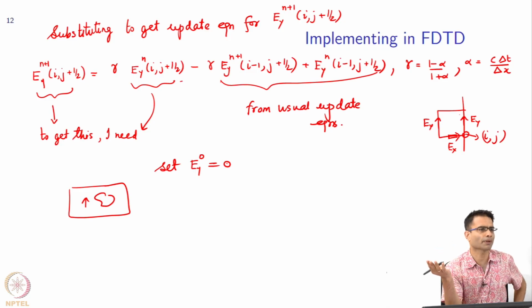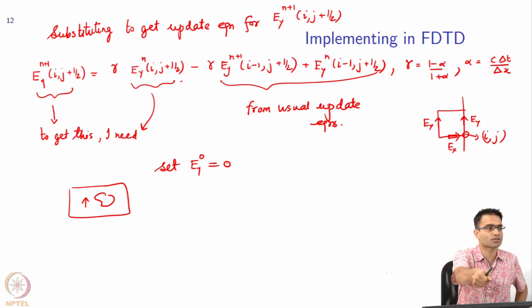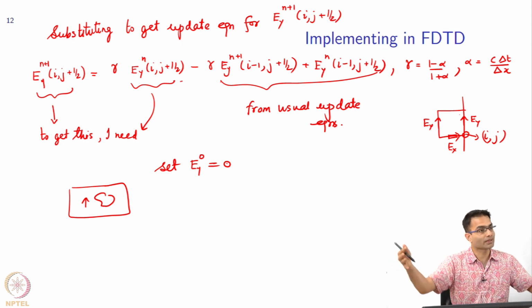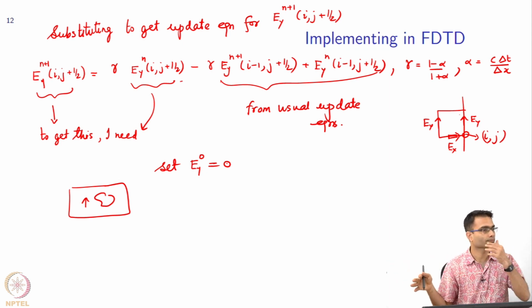That is a typical way. If you have a specific reason to set it to something else, you could do that. But if I am turning my source on at time t equal to 0, then of course the field has not reached anywhere. I will set everything to 0.